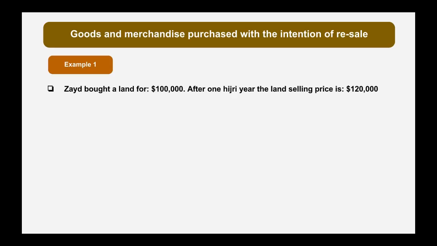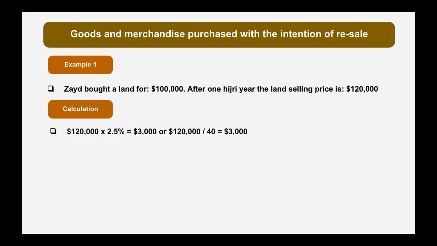To calculate the zakat on this land, we take the $120,000, we multiply it by 2.5%, which will give us $3,000. Or we take the $120,000, we divide it by 40, and it will give us $3,000. And that's the amount that Zaid has to pay on his land.